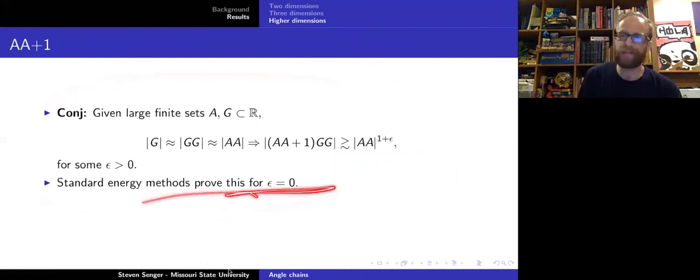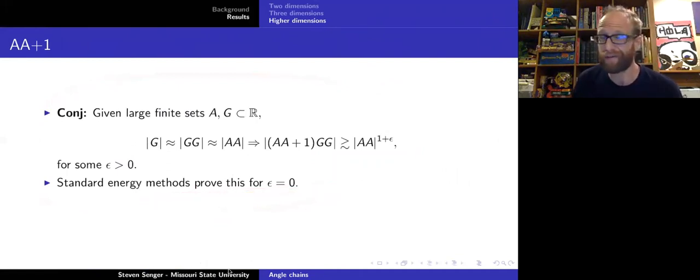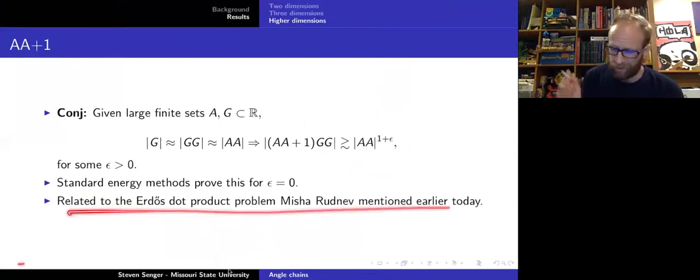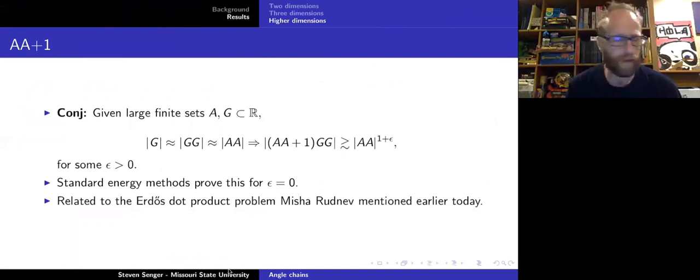You get nothing by using standard energy methods. So if you can use energy methods in a clever way, that's great. But with standard energy methods, you get nothing. But it's related to what Misha spoke about, and it would improve some things.